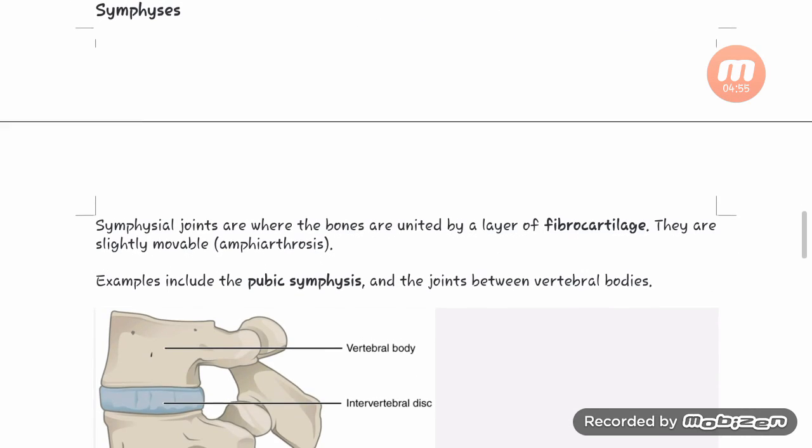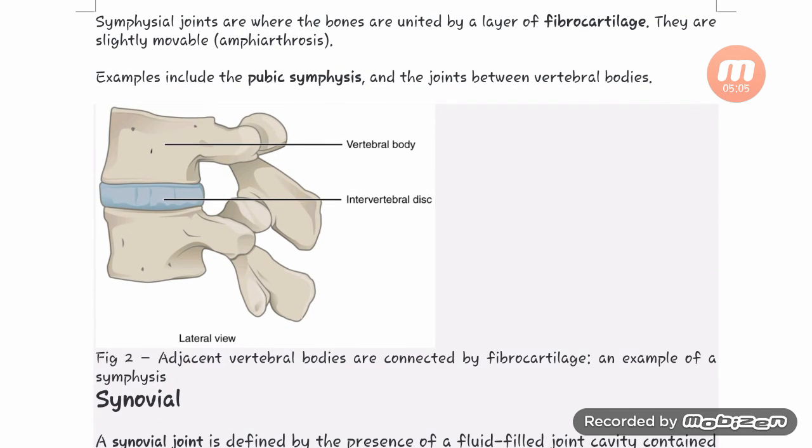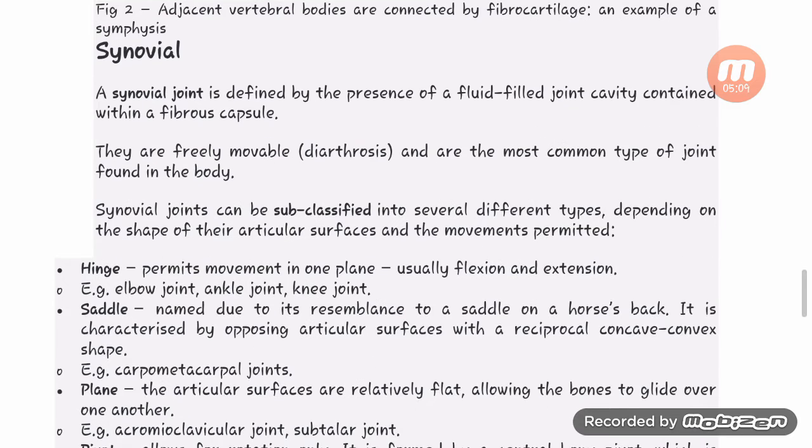Then symphysis. Symphysis joints are where the bones are united by a layer of fibrocartilage. They are slightly movable. For example, pubic symphysis. Then next is the synovial joint.